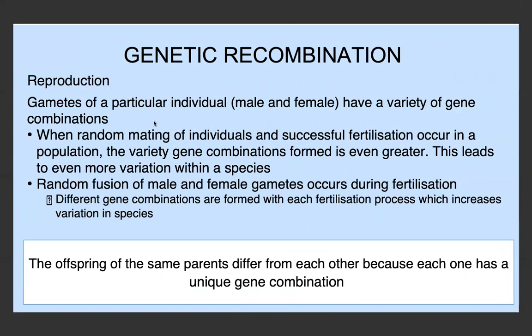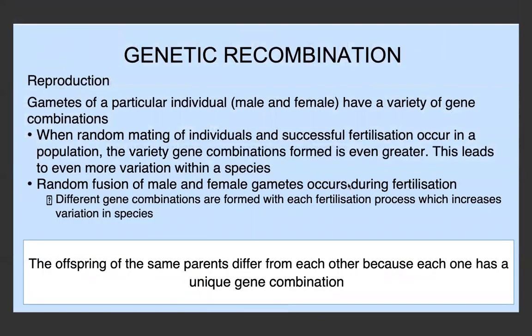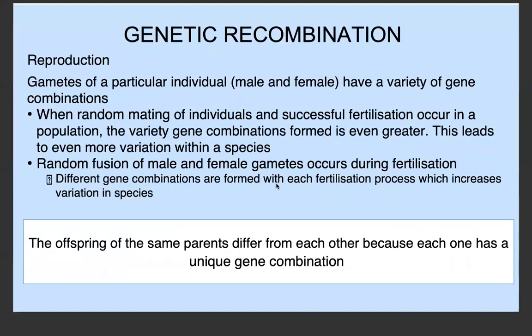It also occurs during reproduction because the sperm cell and the egg cell, there's obviously however many different egg cells and however many different sperm cells, and the number of combinations of those two fusing and combining is also extraordinary, a huge amount. So we can see that there's a lot of genetic recombination occurring. And this is obviously why the offspring of the same parents differ from each other, because they all have a unique gene combination. They all have a unique arrangement here, crossing over, unique sperm and egg cell that have combined. So we can see that there's a lot of variation just from genetic recombination. And that's before we even look at mutations.